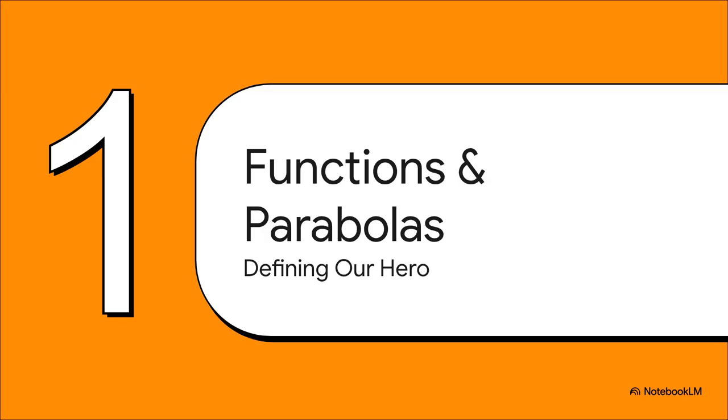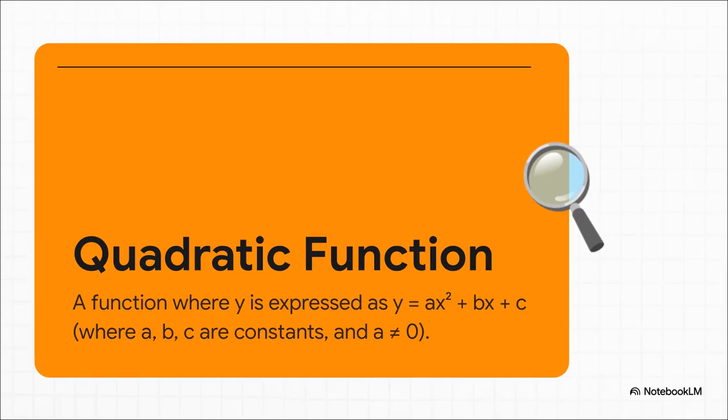Okay, first things first. Before we can do anything cool, we have to get our terms straight and properly meet the star of our show. So this is the official definition. A quadratic function is basically any function where the most powerful part is an x squared. See that little x squared term? That's the magic ingredient. That's what takes a boring old straight line and bends it into our awesome curve.